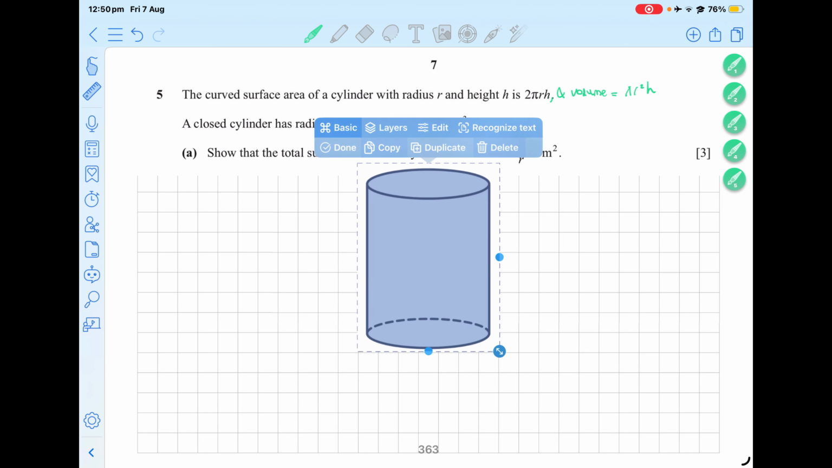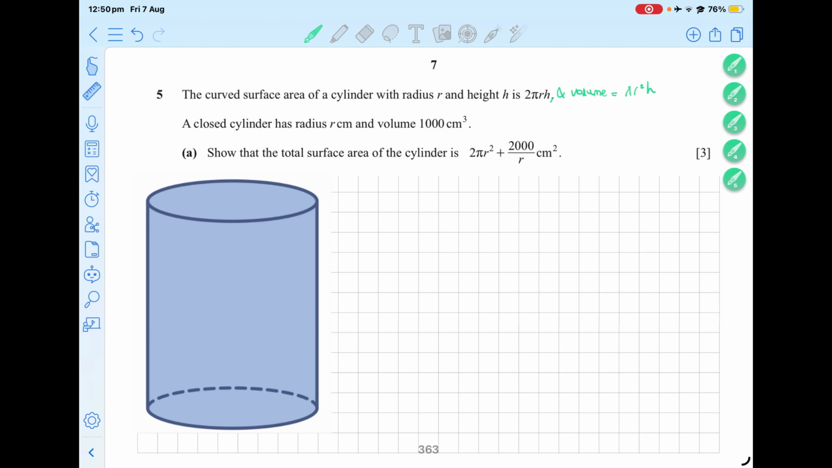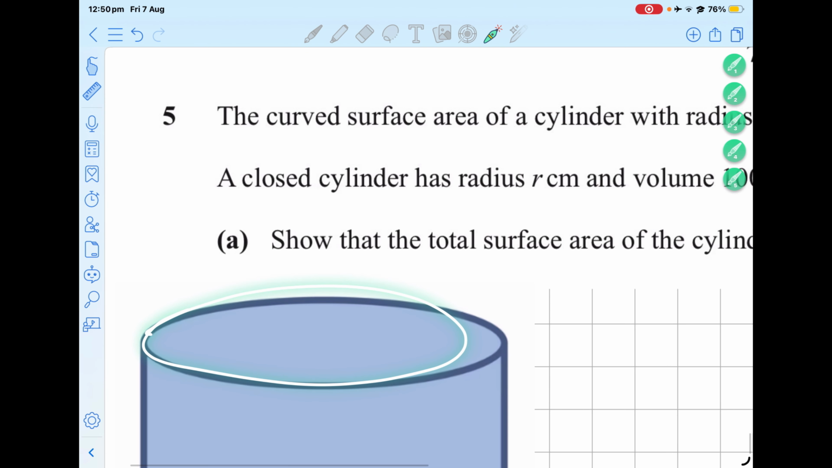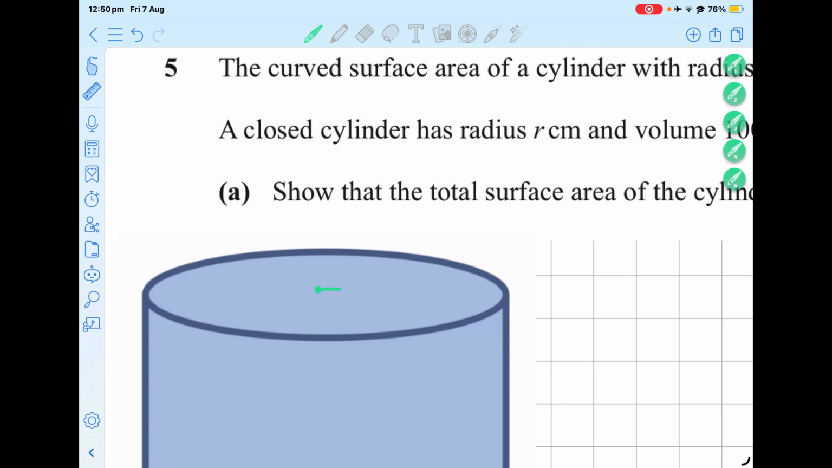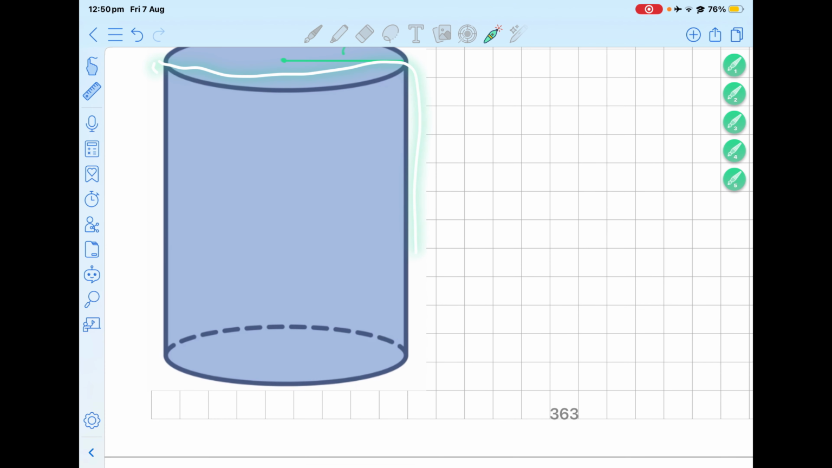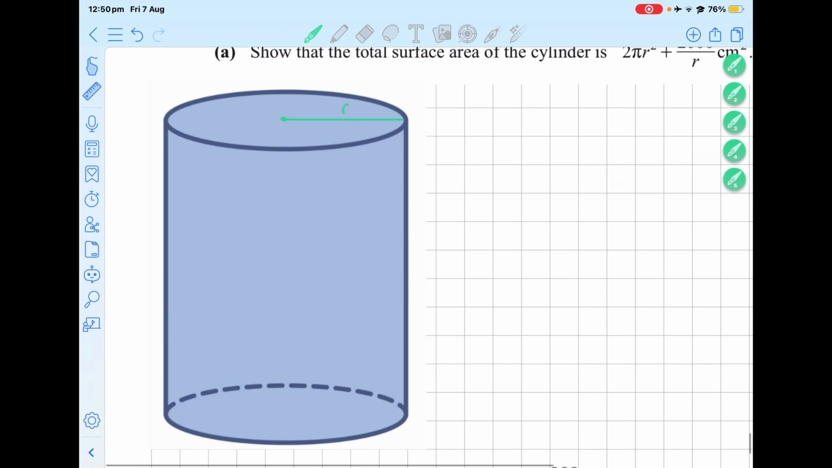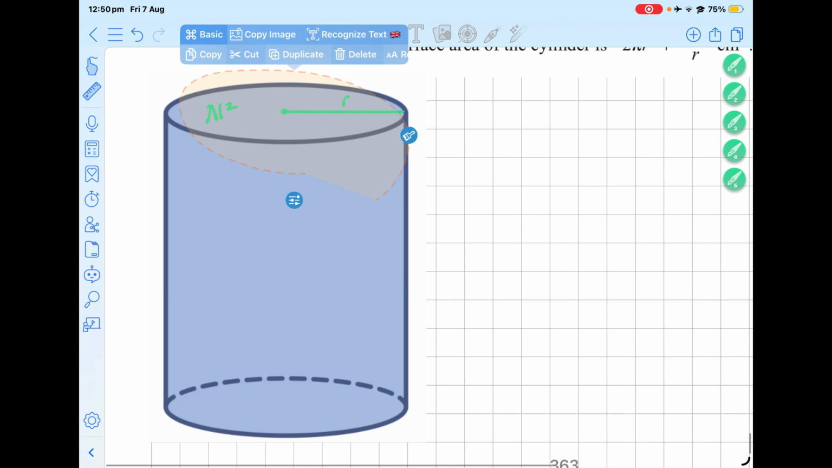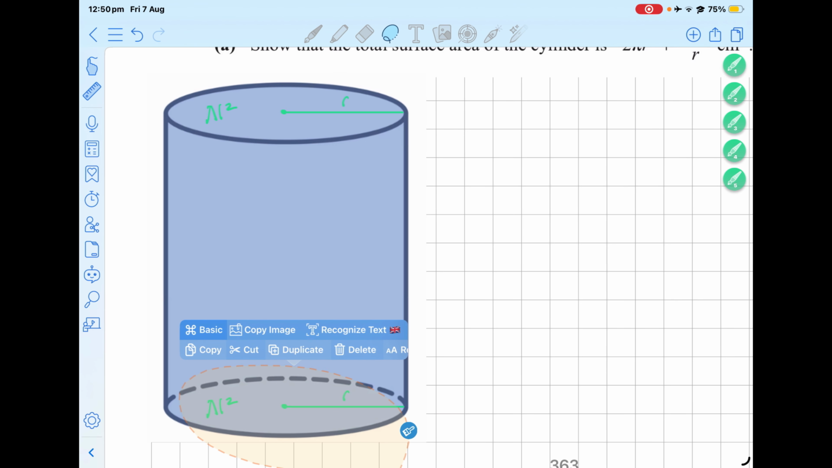So the cylinder is going to have this base. If this is the center, then from this center this is r, and the area of this is pi r squared. This curved surface area is basically this rectangular thingy. So let me write down pi r squared. Over here, it's also going to be pi r squared. And then this is 2 pi r h.